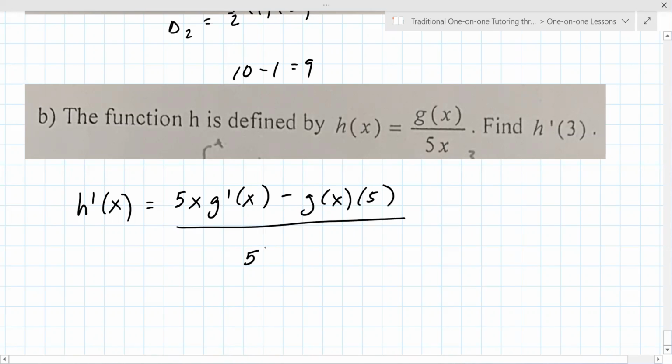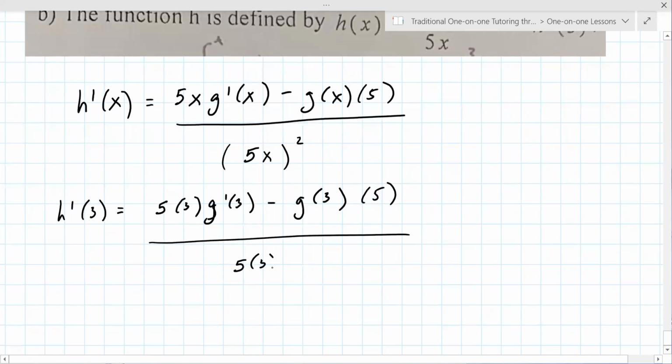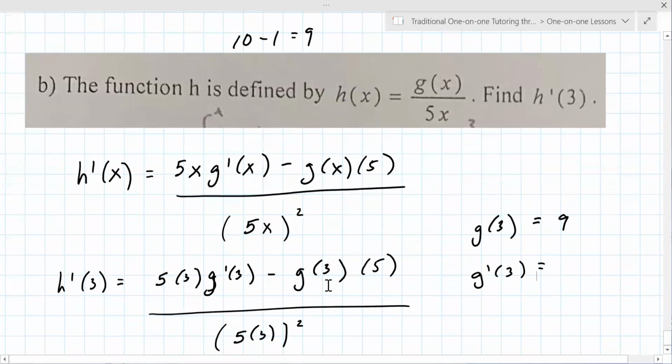Okay. So your h prime of 3 equals 5 times 3 g prime of 3 minus g of 3 times 5 over 5 times 3 all squared. So we need to go find two things. We need to find g of 3, which you just found in the previous problem. True. Okay. And then g prime of 3, we have to go back and do something else to find that. So is that okay so far?